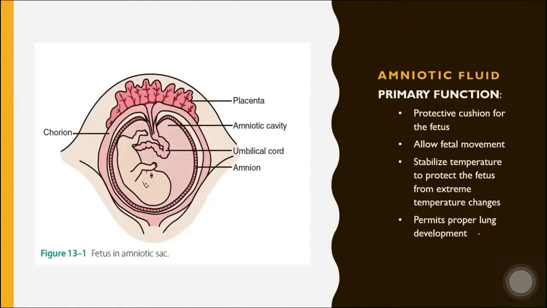So the primary function of amniotic fluid is the same as CSF. It acts as a protective cushion for the fetus, allows fetal movement, and stabilizes temperature. But take note of the most important function of the amniotic fluid: it permits proper lung development. Why does it permit proper lung development? Because amniotic fluid also contains lung surfactants, which are necessary for lung development.